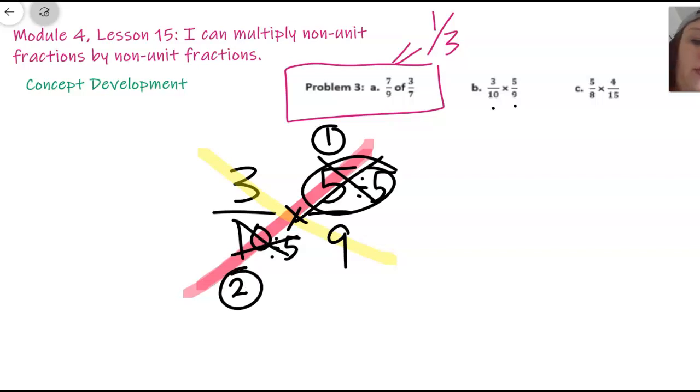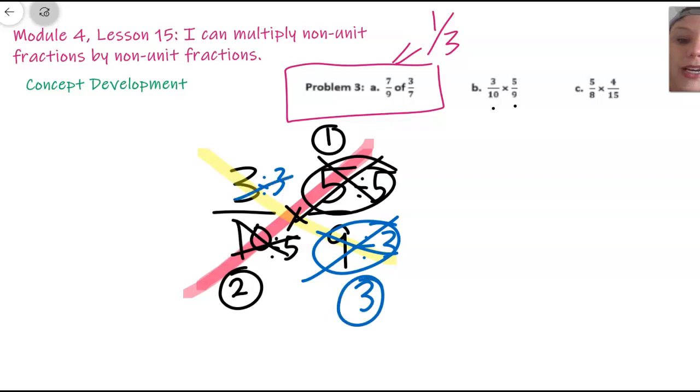I'm going to come over to my 3 and 9. Do I know a number that goes into 9 and 3? I do. 3 goes into both 3 and 9. So 3 goes into 9 3 times. That's my new denominator on this side. 3 goes into 1 one time. That's my new numerator on this side.